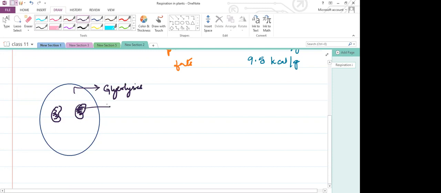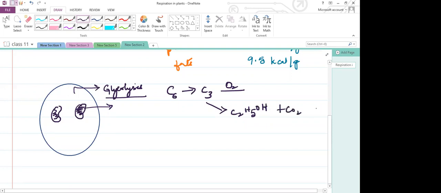And here the further oxidation takes place. So the complete breakdown of the glucose to C6 compound to C3 compound, and this C3 compound enters into the mitochondria in the presence of oxygen. If there is no oxygen, then this C3 compound releases C2H5OH. What is C2H5OH? Ethyl alcohol along with carbon dioxide, and 2 ATP is released.